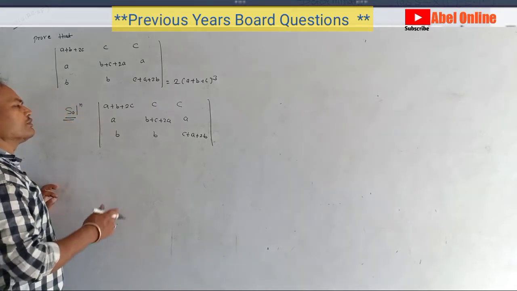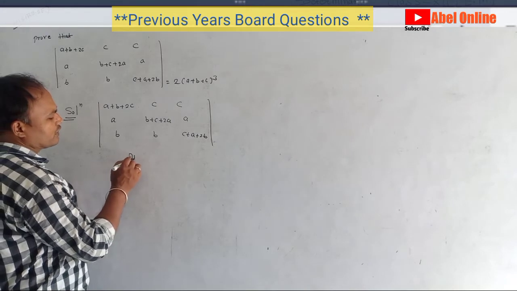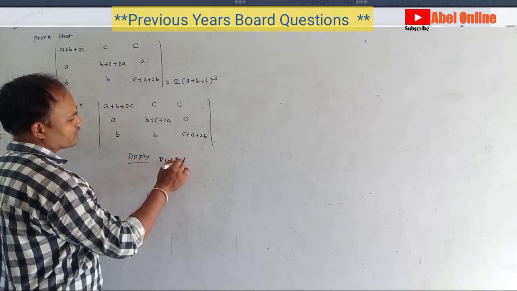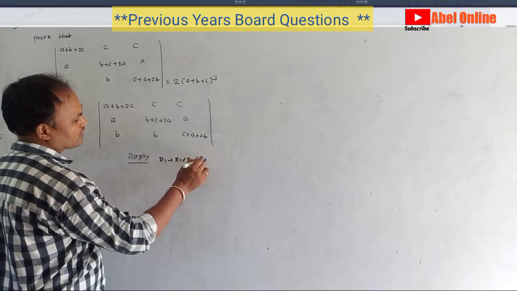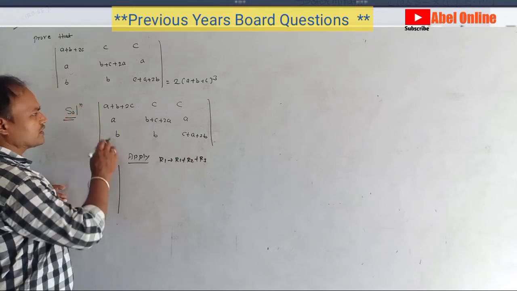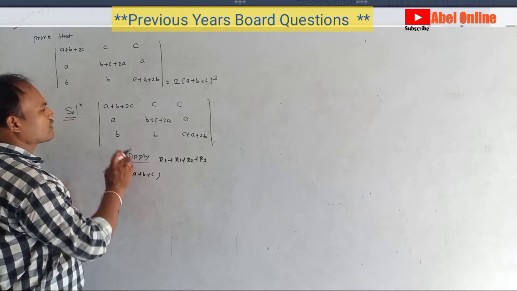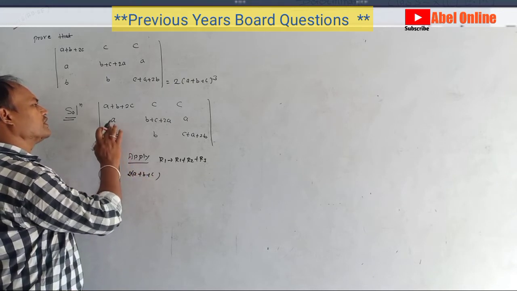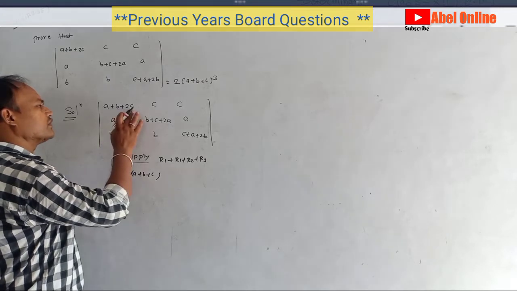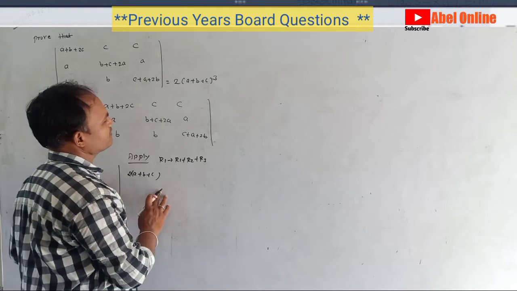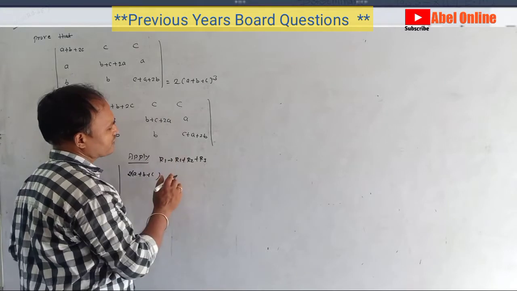So I am going to operate on rows. So apply R1 tends to R1 plus R2 plus R3. What is going to happen? If I operate, it is twice A plus B plus C. How can we say that? A plus A is 2A, B plus B is 2B, and twice of C. So we can say that 2 is the common, so the remaining part is 2A plus B plus C. What about here? It is the same.